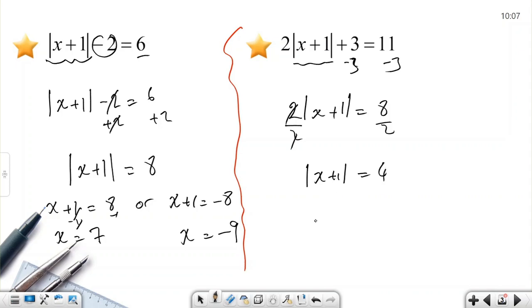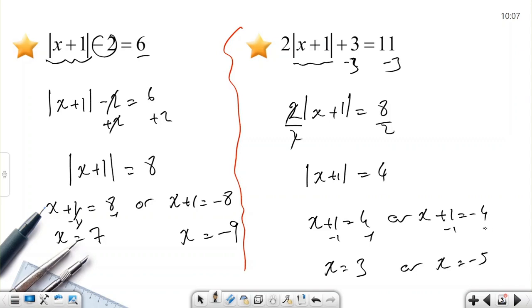Now I'm going to get only 1, absolute value of x plus 1 equal to 4. So let's continue. x plus 1 equals 4, or x plus 1 equals negative 4. So minus 1, x is equal to 3, or x is equal to minus 5. Same idea. That's the absolute value equation.